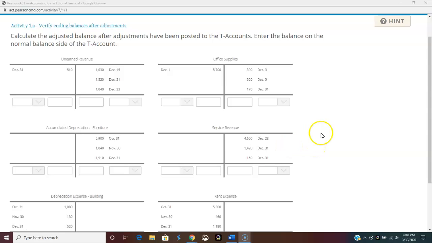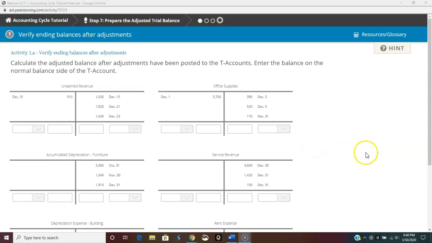Okay, I'm going to try to do the next part of the accounting tutorial for you all. This is step 7, prepare the adjusted trial balance. Some of this stuff you're just going to go through and plug in the numbers, because it's not really anything new, but I'm trying to catch up with you.